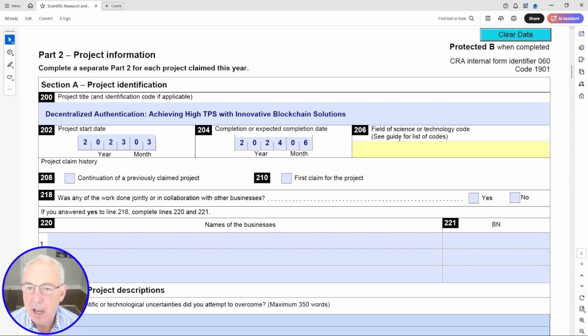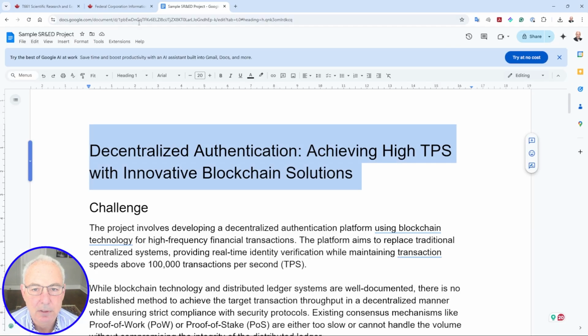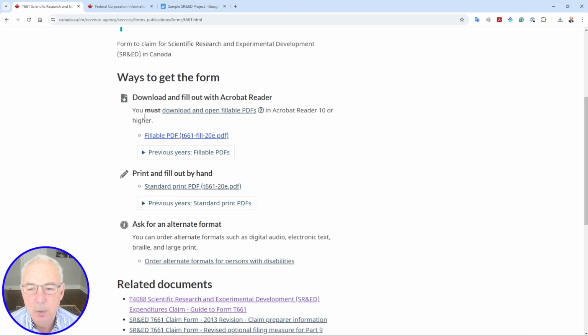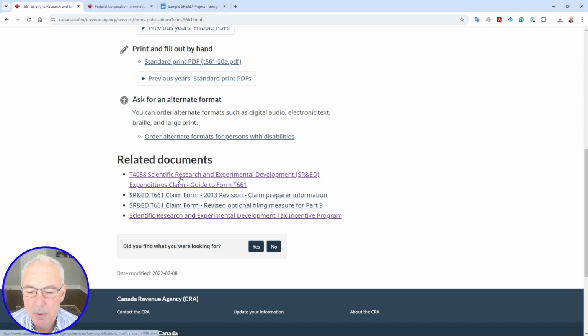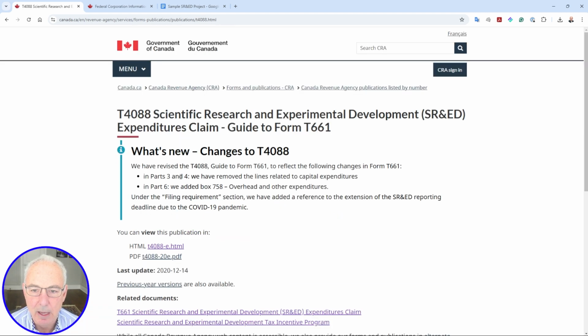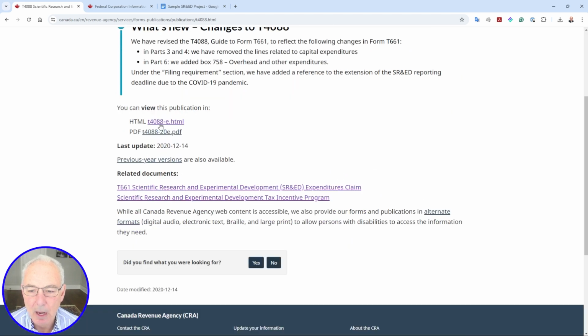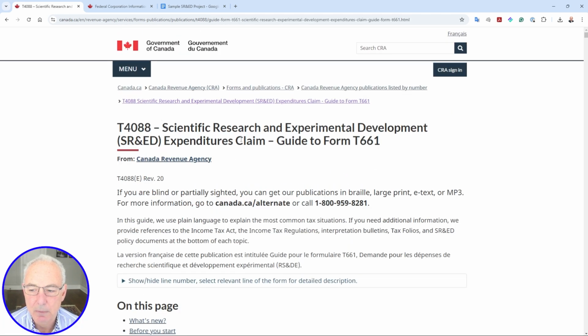Now, the field of science codes, again, let's go back to our internet and have a look at field of science codes. The easiest way is on that page that you had to download the PDF. At the bottom here, there's a related document called the T4088. Click on that. And I would just take a look at the HTML version.